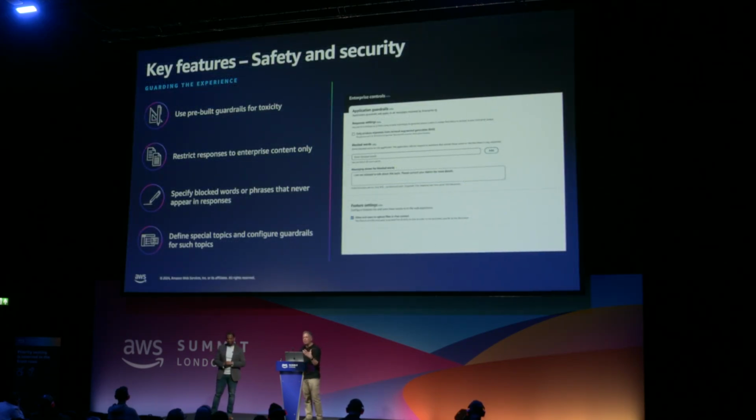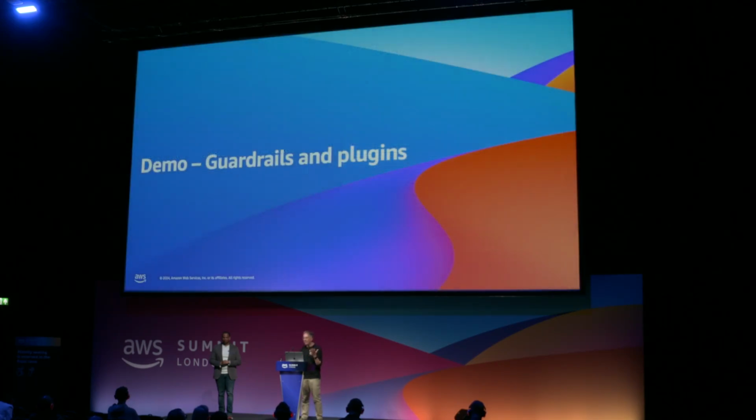So the next step here is to see a little bit deeper how these security and control features work. There are different layers of guardrails that we can set up in our application. The first level is general, and then you can go into specific words or specific topics. Let's see that in a demo because it's easier.